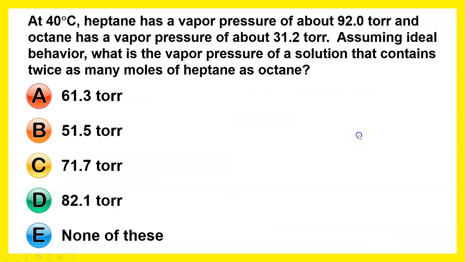All right, let's try another one. So they're telling you that your mixture, your solution, will have twice as many moles of heptane as octane. They don't tell you how many though, do they? So make your life easy. Let's pretend octane has 1 mole and heptane has 2 moles. Pause the video and see if you can do this one.